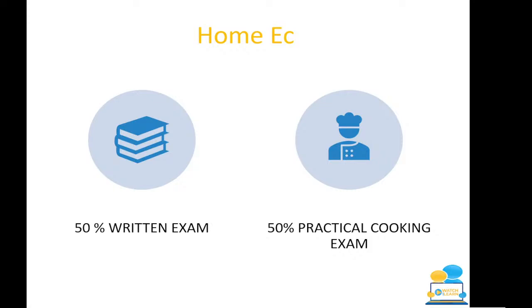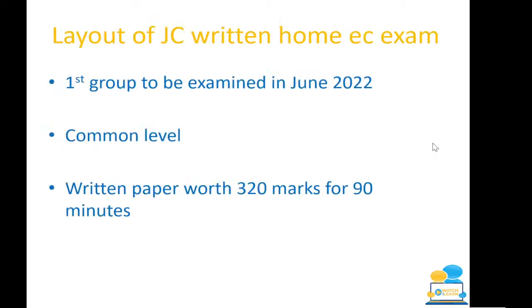For Home Ec, it is composed of a 50% written exam and then a 50% practical exam, which will happen just after Easter this year. The layout of the Junior Cycle written Home Ec exam. So the first group to be examined will be you guys, which will be in this June due to last year's being cancelled. So we have the common level, and it's a written paper worth 320 marks for 90 minutes.